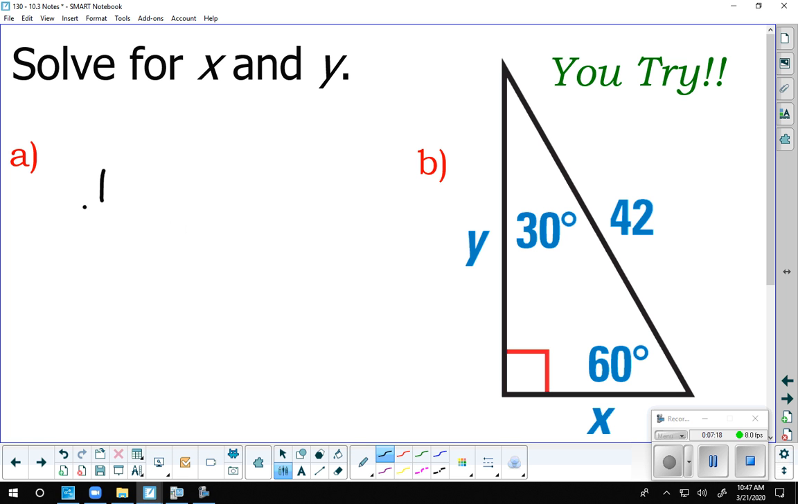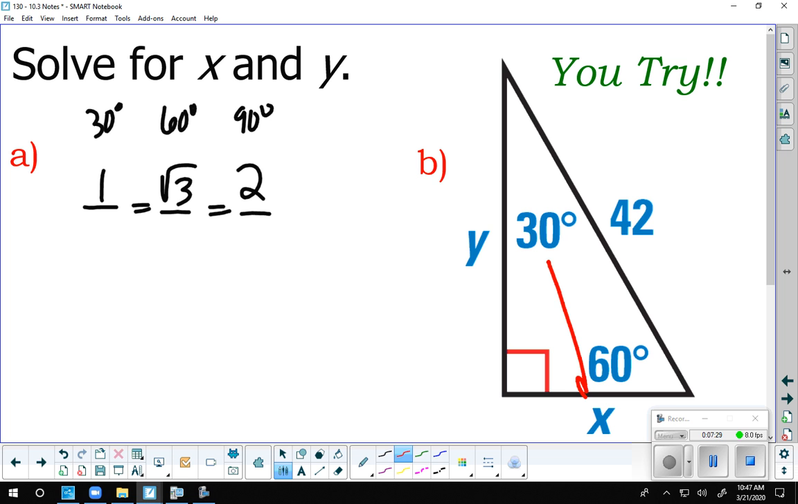So we have 1, square root of 3, and 2. Again, that never changes. 30, 60, 90. So across from my 30-degree angle is x. Across from my 60-degree angle is y. And across from my hypotenuse is 42. So let's find x first.